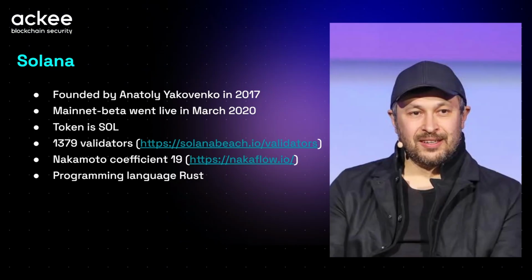Solana was founded by Anatoly Yakovenko in 2017, and the nice guy in the picture is Anatoly. Then the mainnet beta went live in March 2020. So currently Solana is 4 years and a few months old. The main token is SOL. We can also refer to it as Solana, but Solana is the name of the blockchain, so SOL is better.